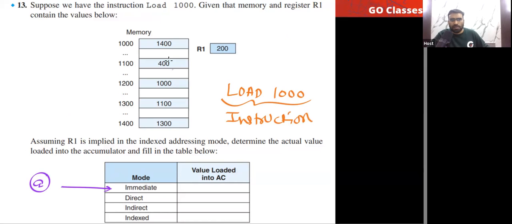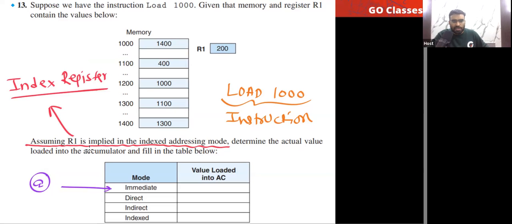Now you can see this memory is already given to you, and register R1 is 200. Assuming R1 is implied in the indexed addressing mode, when you solve the fourth question, what will R1 be? That will be your index register. Yes or no? Is this clear? So remember, this R1 is going to be your index register when you solve the fourth question in the indexed addressing mode.